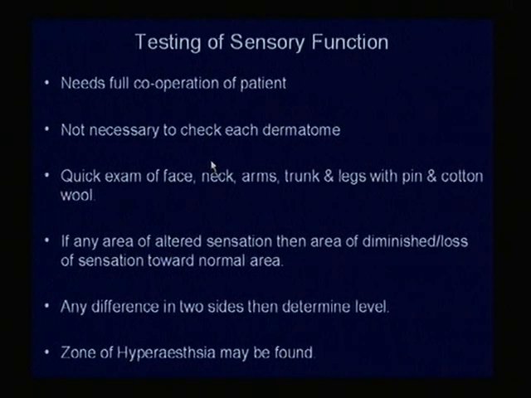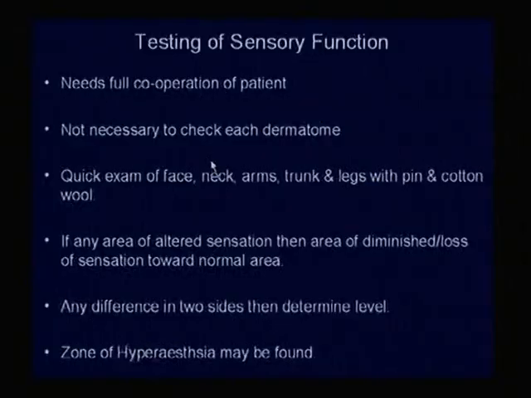If an area of altered sensation is found, then look whether there is diminished or lost sensation toward the normal area. Any difference between the two sides is extremely important. There may be a lesion in the brain, and a thalamic lesion may cause alteration in sensation in these cases. And then a zone of hyperesthesia may be found, especially in cord lesions. This is very important.